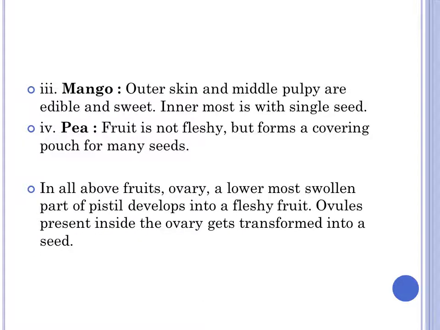Mango. Outer skin and middle pulpy are edible and sweet. Innermost is with single seed. Pea. Fruit is not fleshy but forms a covering pouch for many seeds.